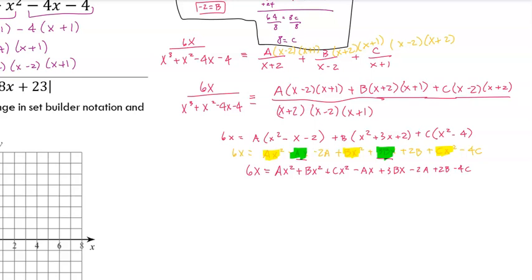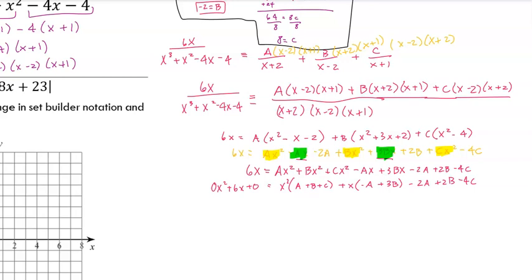6x. Take out an x squared. We get a plus b plus c. Take out an x. I'm going to make negative a plus 3b. And then this entire thing. Okay, now we need to fill in the left-hand side: 0x squared plus 6x plus 0.